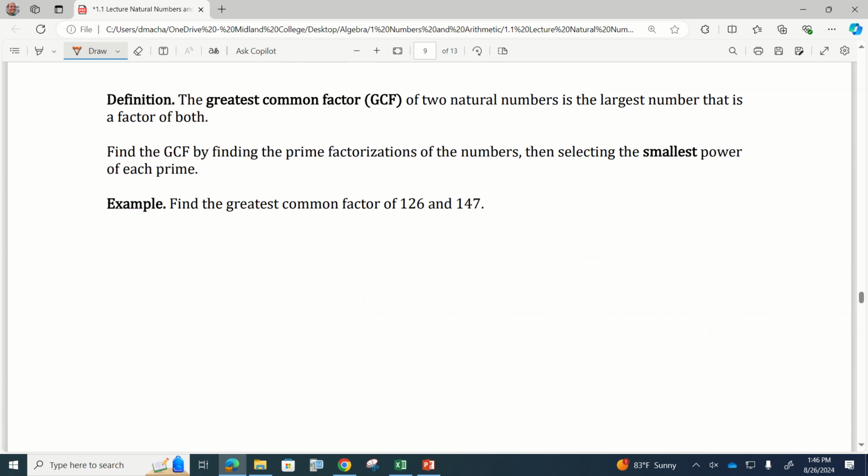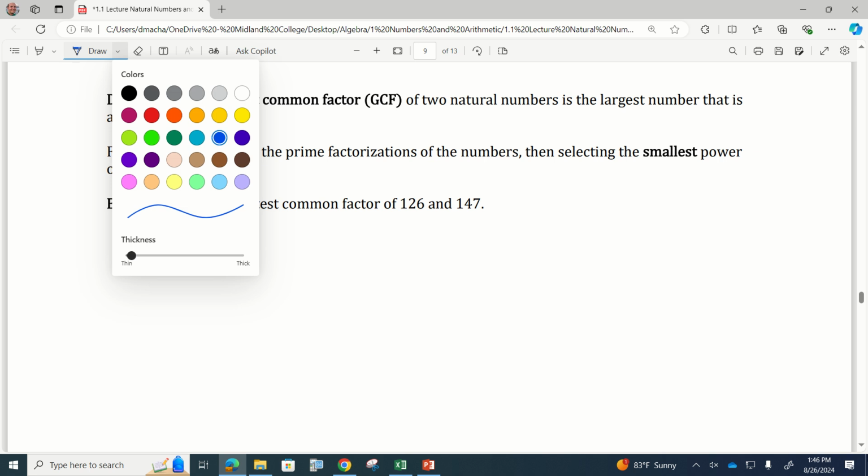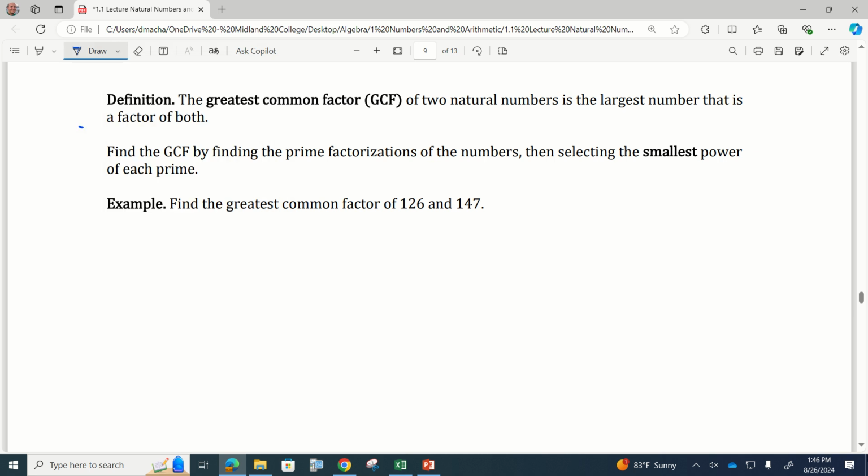So the greatest common factor. Greatest common factor is kind of an annoying thing to describe. What it is: if you've got two different numbers and you write out all of their factor pairs like we did a moment ago so you can see what their factors are, and you look for the largest number that belongs to both lists of factors, that's what we call the greatest common factor.